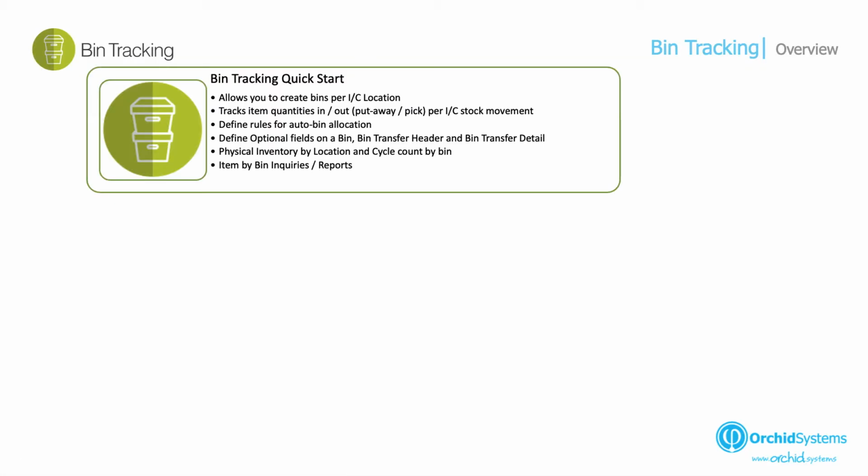So today we will present a 20-minute quick start video to get going with bin tracking. It allows you to create your bins per IC location. You configure how to track the items per IC stock movement. You define your rules for auto bin allocation. You can use optional fields in the bin transfer header, and also in the bin transfer details. Bin tracking supports lot tracking and serial numbers. It supports your physical inventory by location and your cycle count by bin. And there are also a lot of inquiry screens and reports.